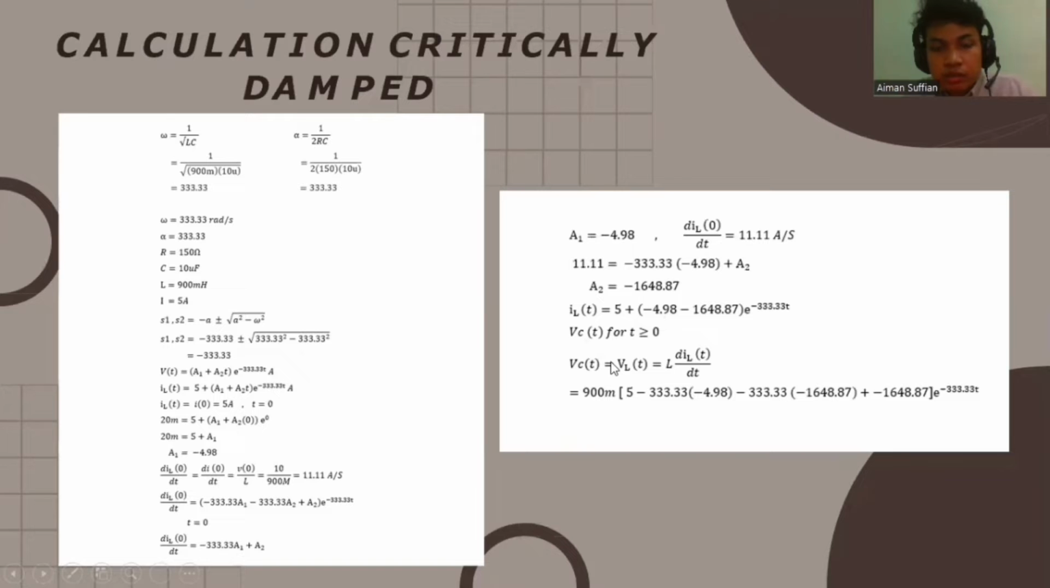So to get the equation for VC, we need to differentiate the IL dt, and then we need to multiply it by the inductor value. So this is our equation, the last equation.